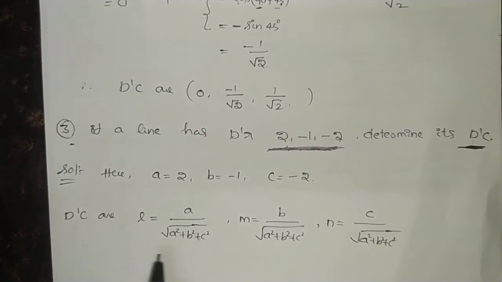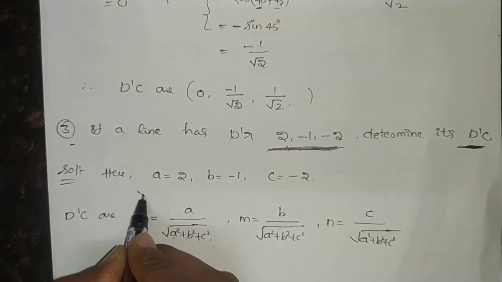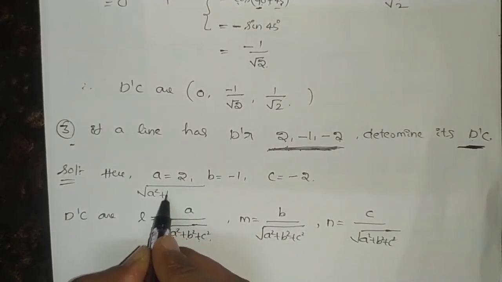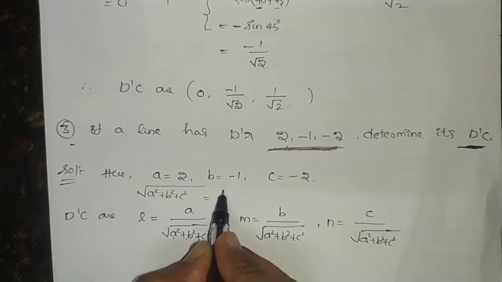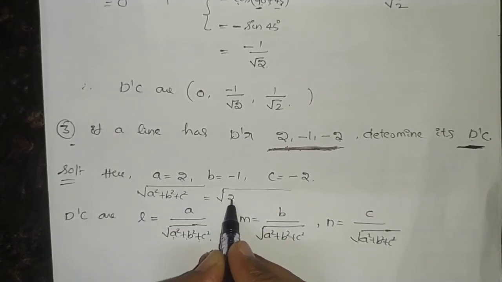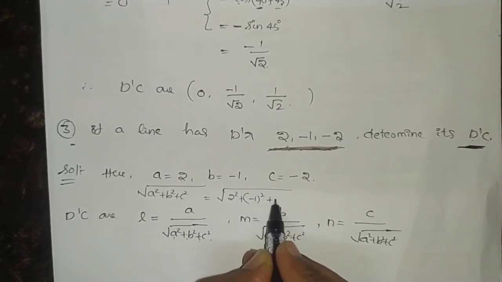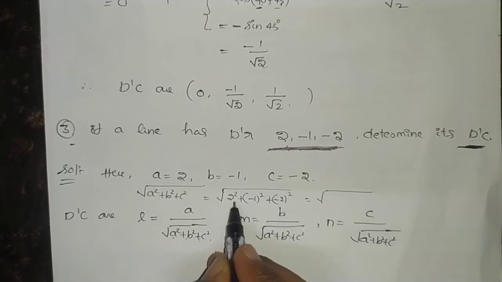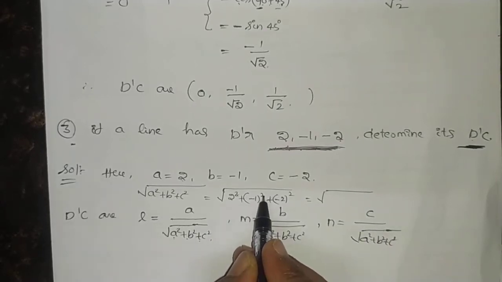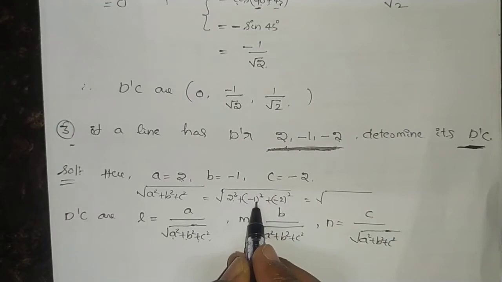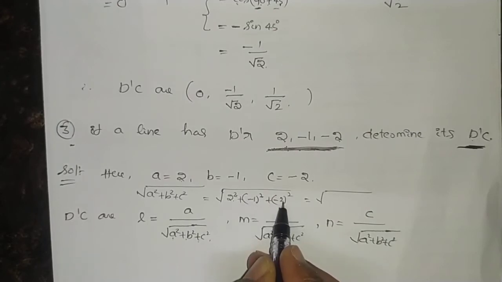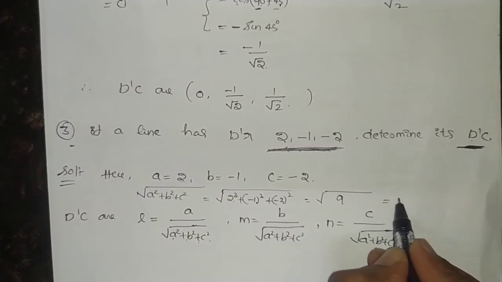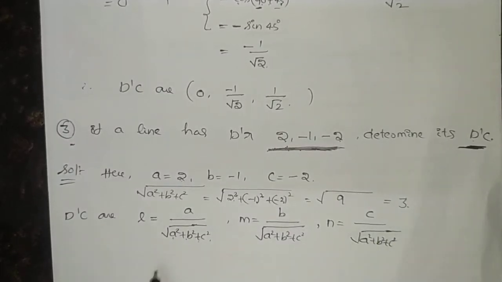Okay, now we have a, b, c. Next, what we have to find? Square root of a square plus b square plus c square. Here itself you just find out a square plus b square plus c square, that is square root of 2 square plus -1 whole square plus -2 whole square. What is the value? 2 square is 4, -1 whole square is 1, 4 plus 1 is 5, 5 plus -2 whole square, which is 4, is 9. Square root of 9 is 3.